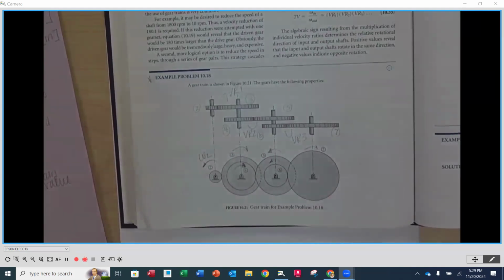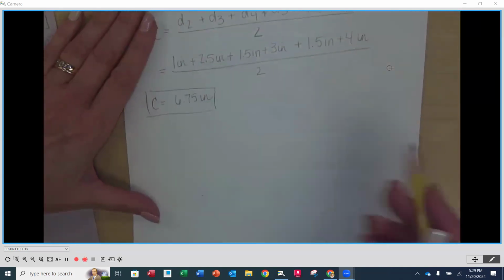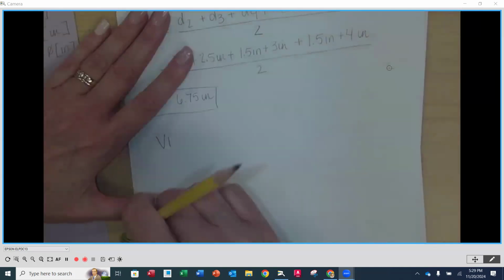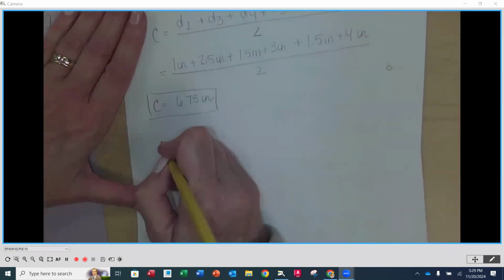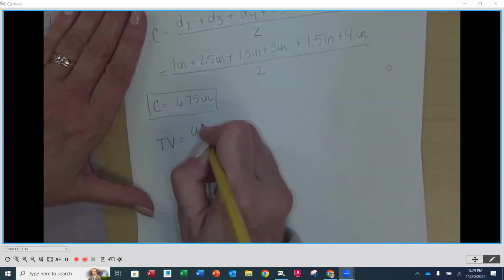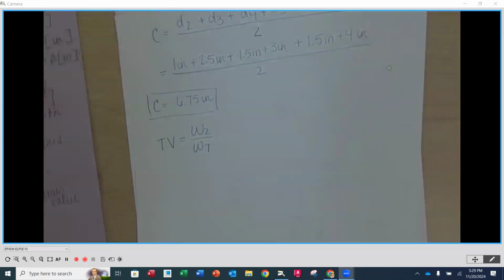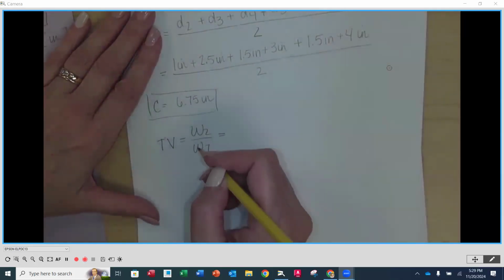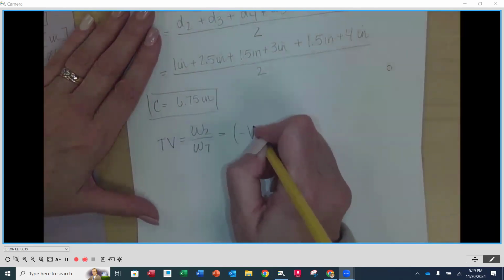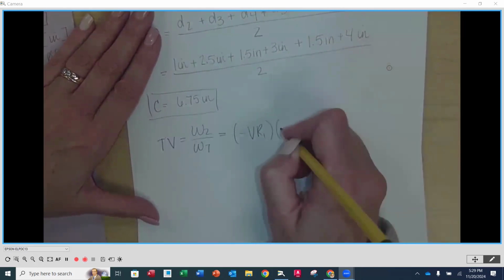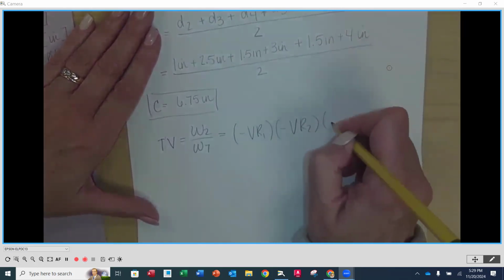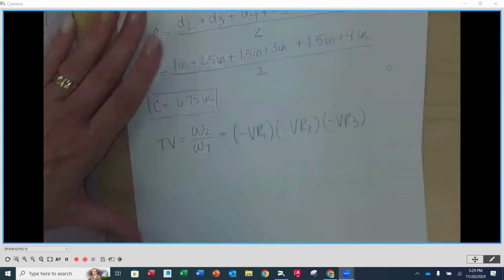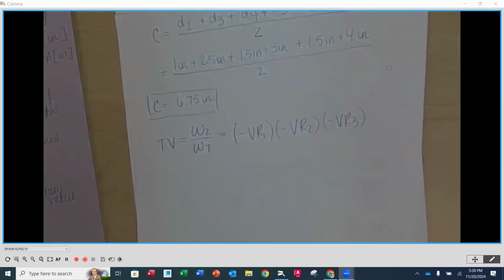Now the train value. Okay. Now, as we know, the train value, sorry, TV, not VR, TV, is going to be equal to W2 over W7, okay? But we need to find the train value first. And we're going to find the train value by taking those individual velocity ratios, okay? So we're going to take negative VR1 times negative VR2 times negative VR3. They are not added together. They are multiplied together, okay?